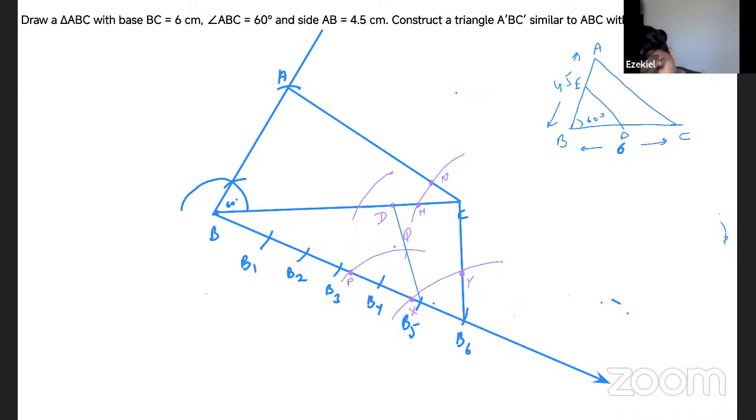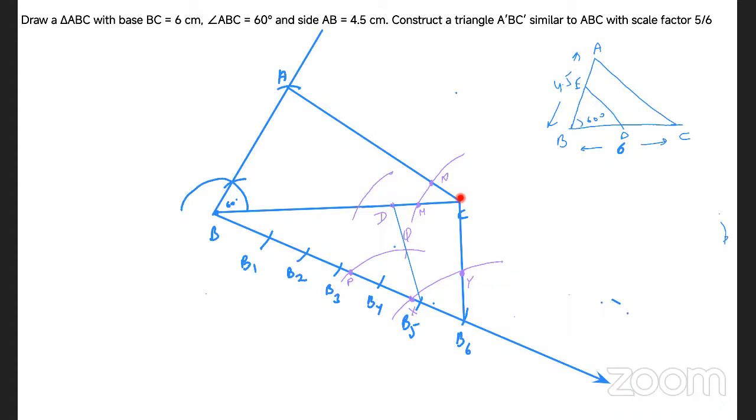Sir, the arc I made with C is beyond D. It's okay. If it is possible, then reduce the arc. Otherwise, it's okay. No problem. Sir, can I show you? Yes, please. I feel like it's a bit wrong. It's correct. Ezekiel, it's correct. Yeah, it's okay.